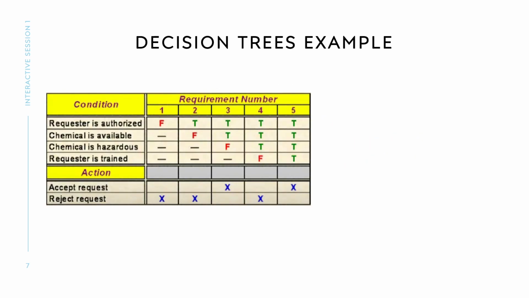We'll move on to decision trees. I don't have a lot of material to discuss on decision trees. I would rather solve an example where I show you how to make a decision tree from scratch. So I'll explain this table first.